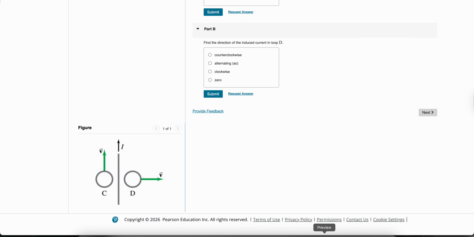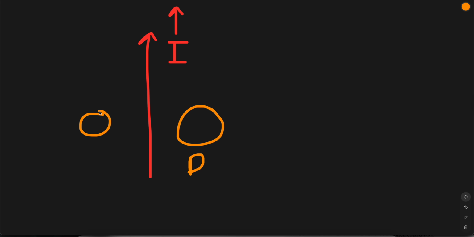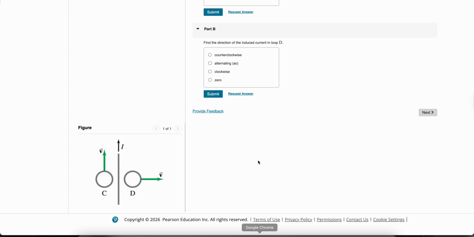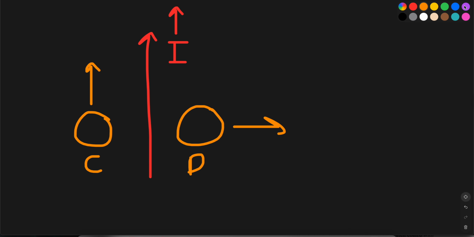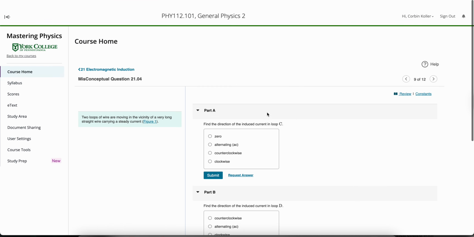And we also have these things moving too. So let's go ahead and draw it. We have this current carrying wire, carrying current in this direction, and we have a loop D and a loop C. Loop C is moving up while D moves to the right. Let me just make sure that I have that right. We're asked to describe specifically the induced current in these loops, so the direction for both of them.